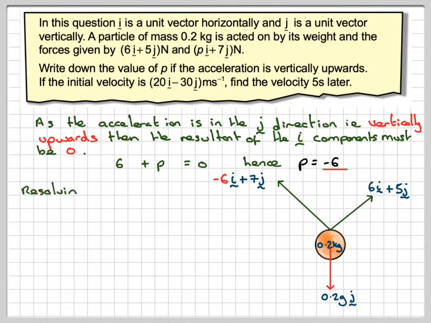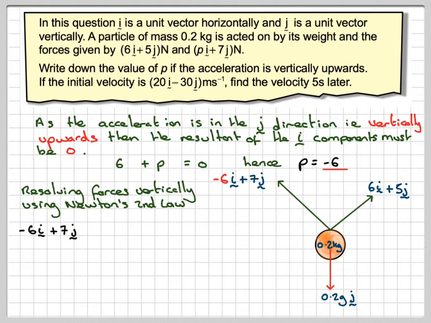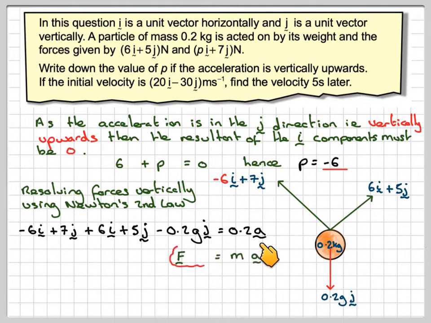Right, so now using Newton's second law, we're going to have minus 6i plus 7j, this force, plus this force, which is 6i plus 5j, minus the weight, which is acting vertically downwards, which is 0.2 g j, is going to be equal to ma, mass times acceleration. So the mass is 0.2 times the acceleration that we're trying to find. Now, these are all vector quantities. Force is a vector quantity, and acceleration is a vector quantity. Mass is a scalar quantity.